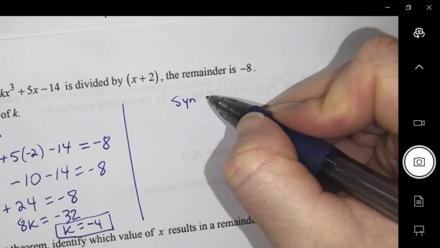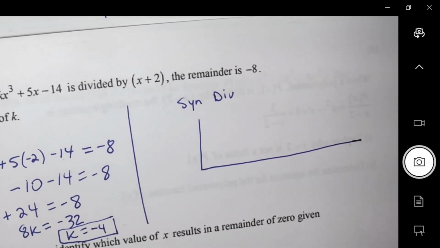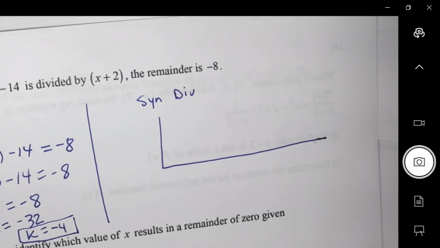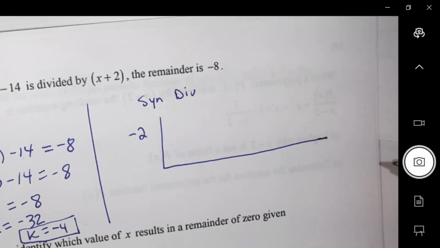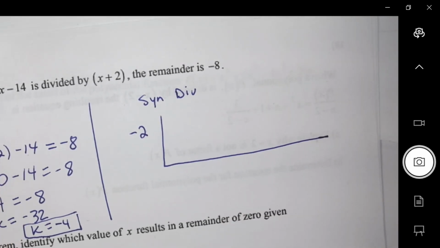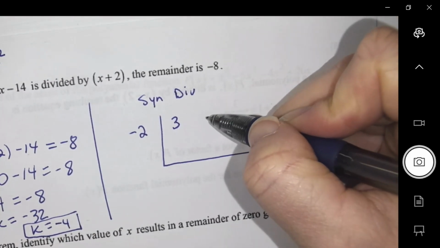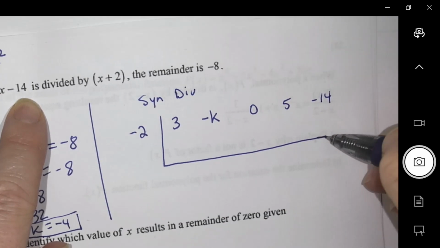Okay, now I'm going to show you the synthetic division method. Okay, but we're going to have to go backwards with our synthetic division here. Okay, so I need what number, root number on the outside? -2. I'm going to use my coefficients. Do I have any gaps? Yes, the x squared has a gap. So 3, -k, 0, 5, -14.